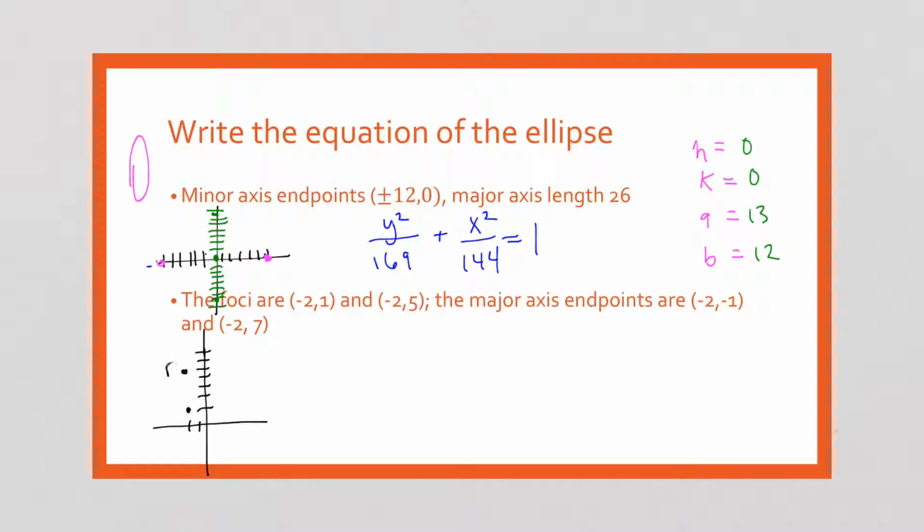So here are my two foci. Now remember, my center is equal distance between my foci. So there is a length of 4 from here to here, which means my center has to be here in the middle. So I know my center is -2, 3. So I have my h and my k.